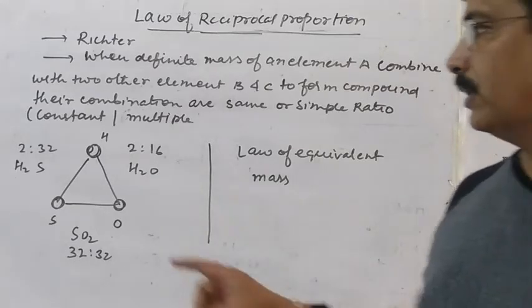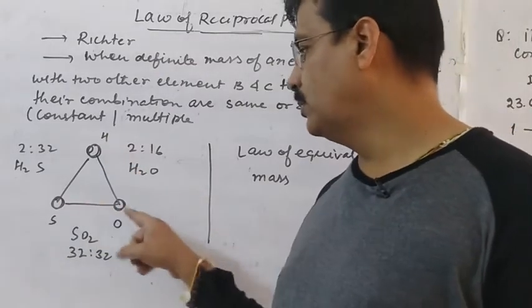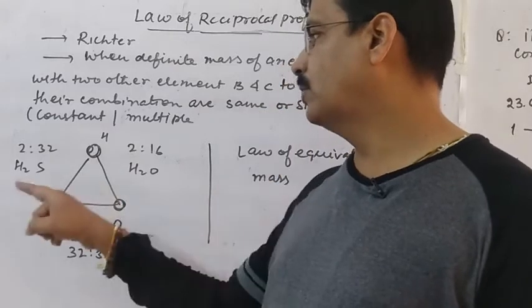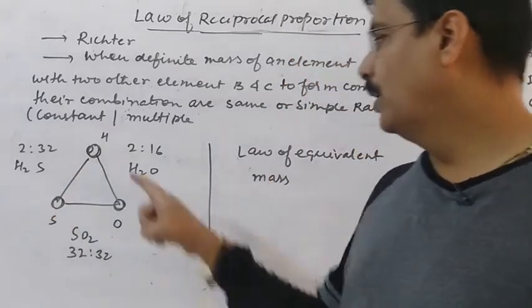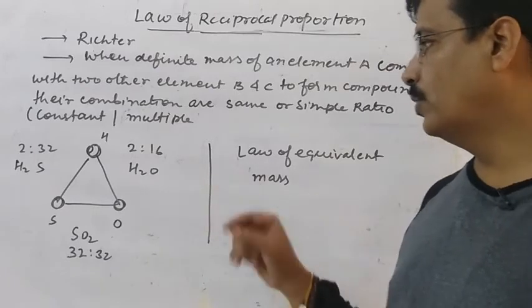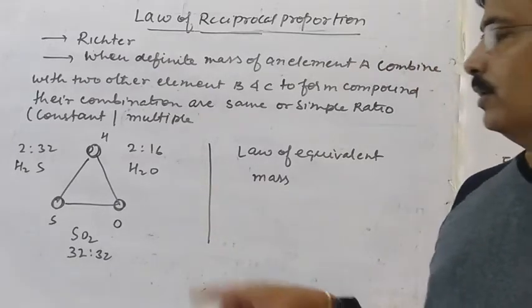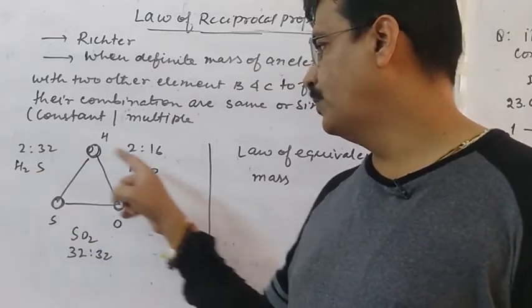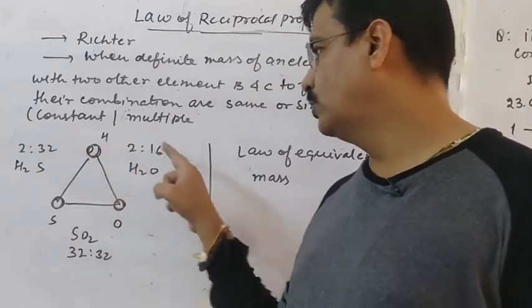Now here I am taking an example. Hydrogen reacts with B and C, meaning sulfur and oxygen, to form H2S. The ratio of hydrogen and sulfur is 2:32. H and O react to form H2O. The H and O ratio is 2:16. Clear? So here hydrogen is common, which means the sulfur and oxygen ratio is 32:16.